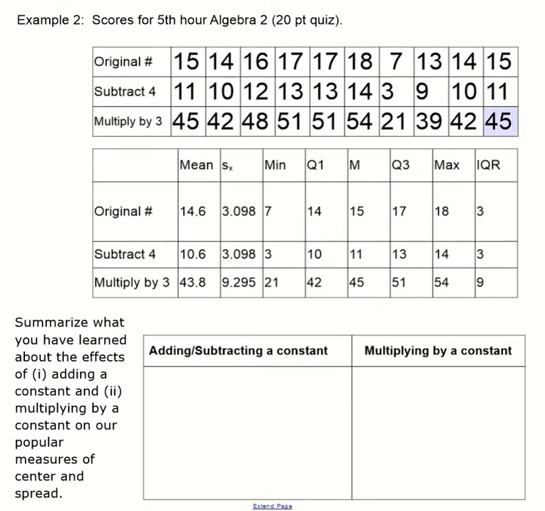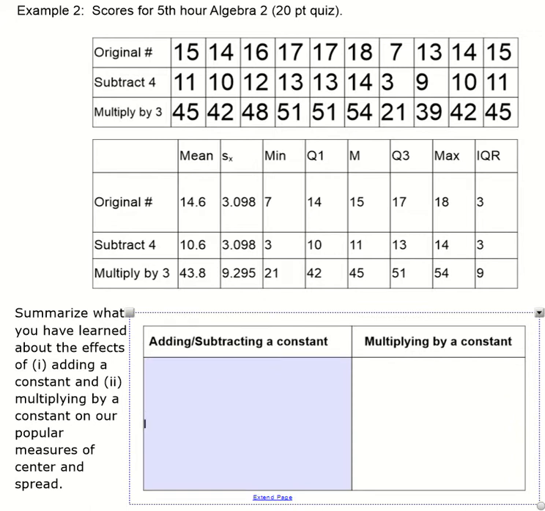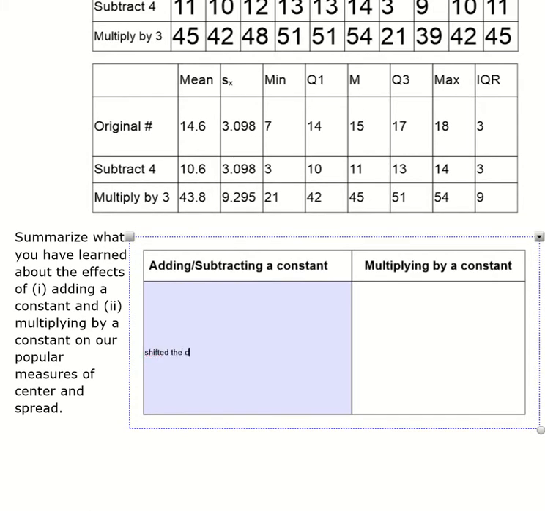Alright, so here I filled in my charts for my original data, subtracting 4 and multiplying by 3. So if we look at this, when we added or subtracted a constant both times, it just shifted the 5-number summary and the mean however many units we added or subtracted. That's all that happened.